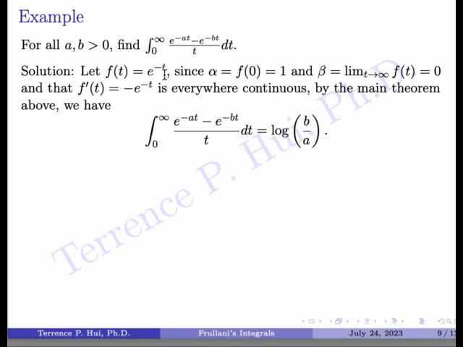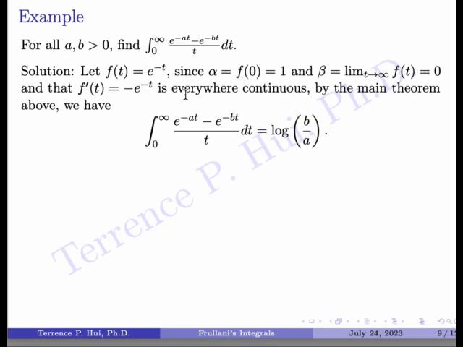Since e to the minus t is continuous at 0, when you take the limit as t goes to 0, f is just f of 0. And f of 0 is e to the minus 0, which is e to the 0, which is 1. So alpha is 1. What about beta? Beta is letting t go to infinity. When t goes to infinity, e to the minus t gets smaller and smaller and eventually vanishes. That's 0. So beta is 0. So alpha is 1, beta is 0, and alpha minus beta is 1 minus 0, or 1.